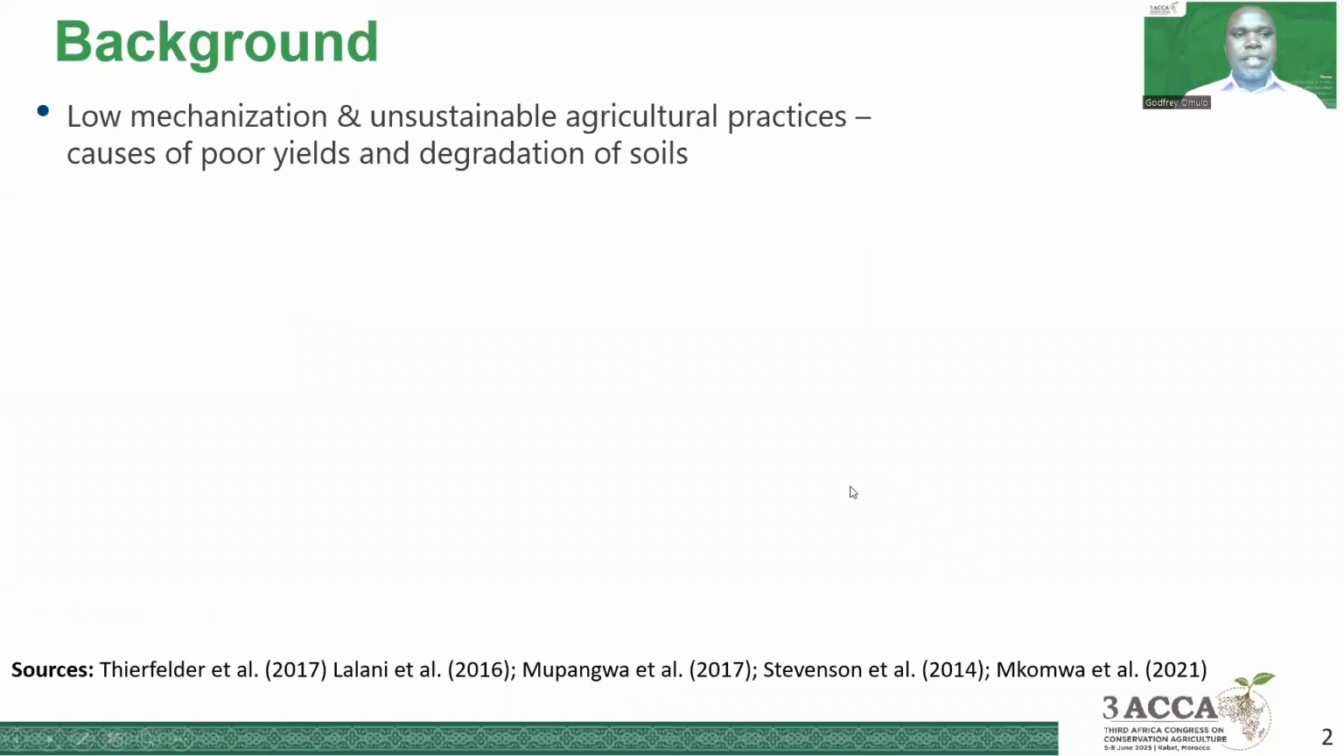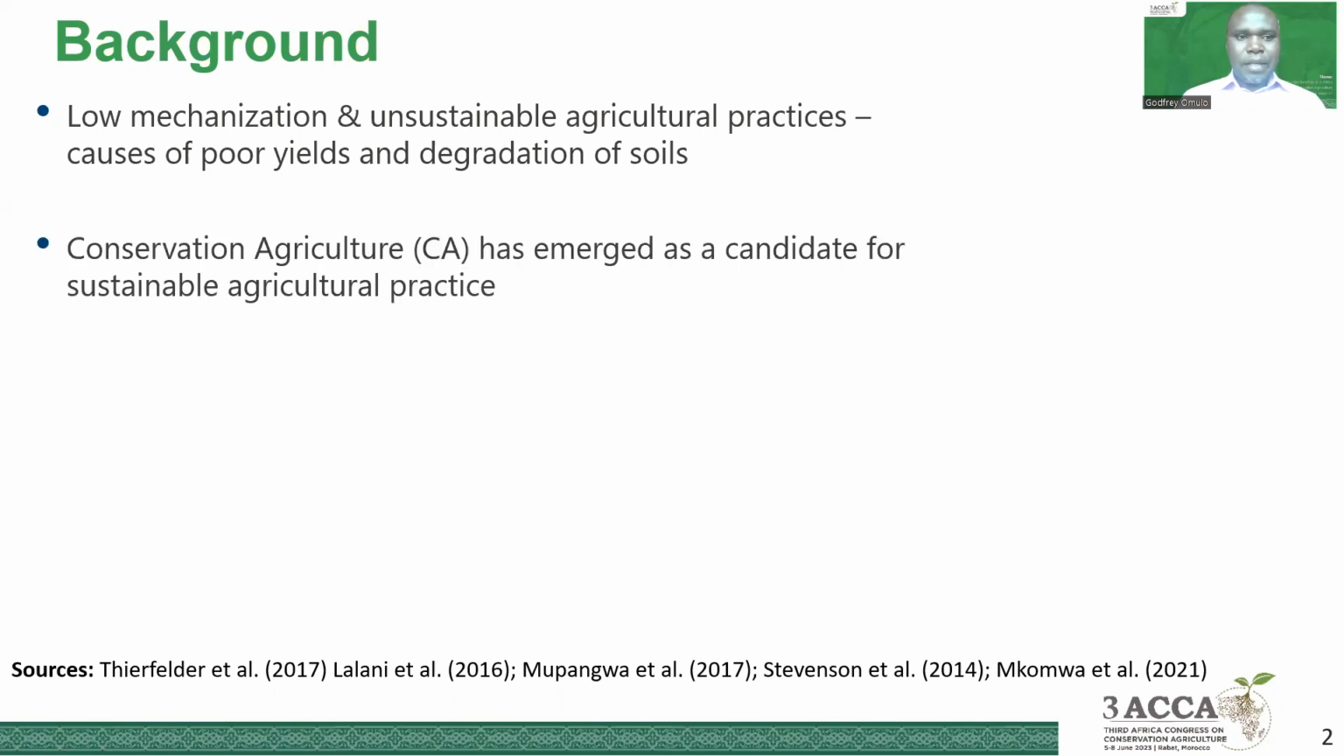Now, as an introduction, research has shown that low mechanization as well as unsustainable agricultural practices are some of the leading causes of poor yield and soil degradation, not only across sub-Saharan African countries, but also the world at large. However, conservation agriculture has emerged among researchers and policy makers alike as a candidate for sustainable agricultural mechanization.